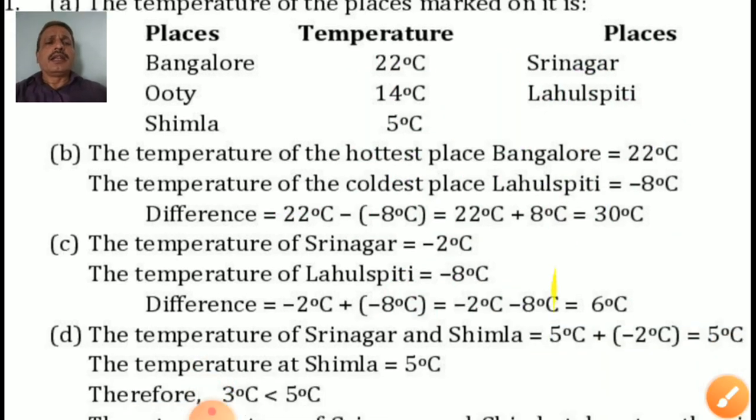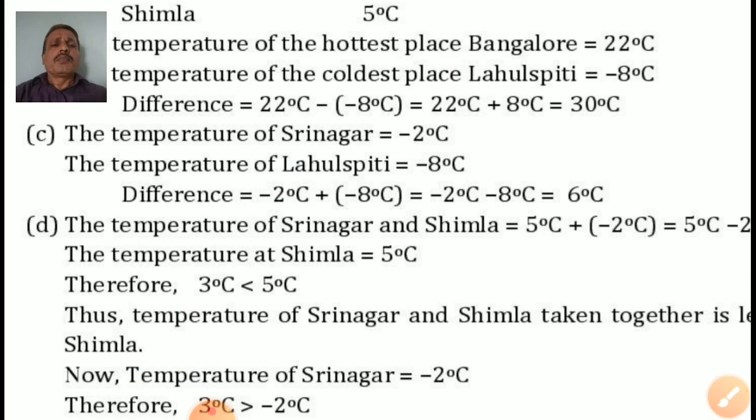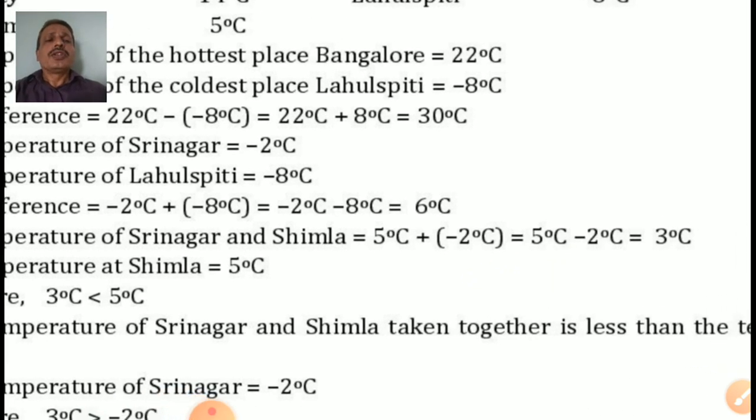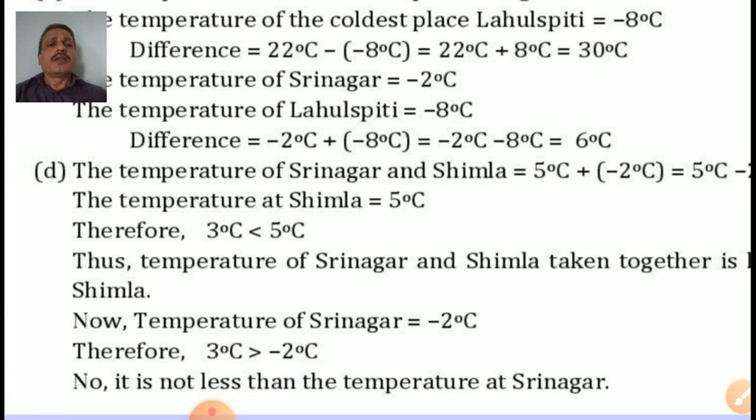Now look at D. In D, what do they ask? The temperature of Srinagar and Shimla, how much is that together? Shimla is 5 degrees and Srinagar is -2 degrees. Is it? Yes. So we can add them. How much will we get? 3 degrees centigrade. See, very simple. 5 minus 2 is equal to 3. Now the temperature at Shimla is 5 degrees centigrade. Is it less than or greater than? Yes, Shimla's temperature is greater than.